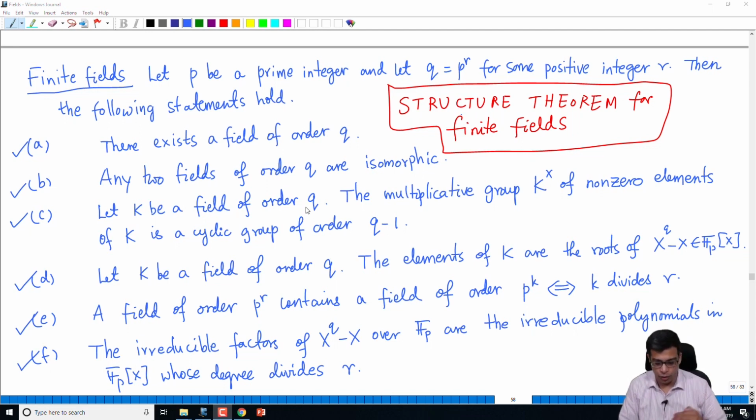So we have proved each statement. In fact, we did not prove one of these statements. I simply said C follows from a group theory fact, which I didn't do. And E and F, I went somewhat fast. But hopefully, overall, it's clear to you. So what I want to do now in this video is to illustrate these results with some examples.